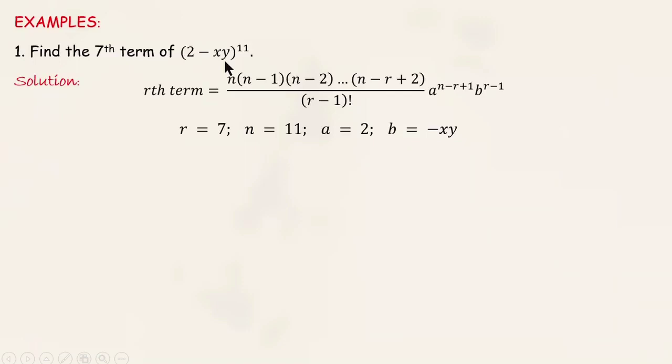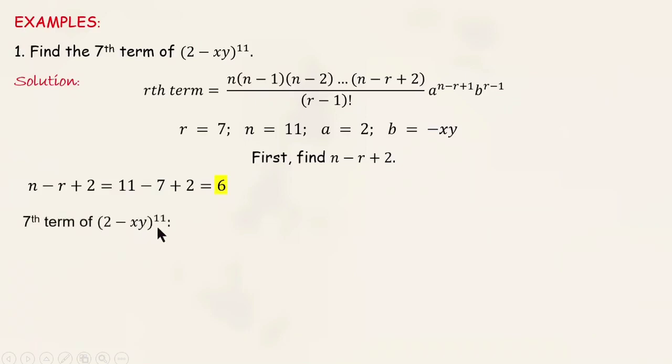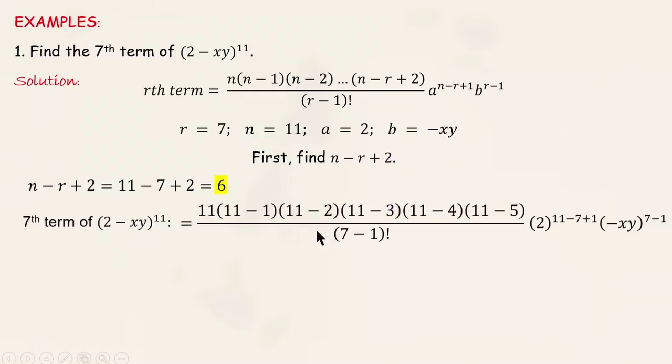But before we substitute these values into the equation, we first need to find the value of n minus r plus 2. So replace n with 11 and r with 7, and simplify. 11 minus 7 is 4, plus 2 is 6. We'll get back to this later. So the 7th term of 2 minus xy raised to 11 is equal to this. We substitute the following variables with their given values.